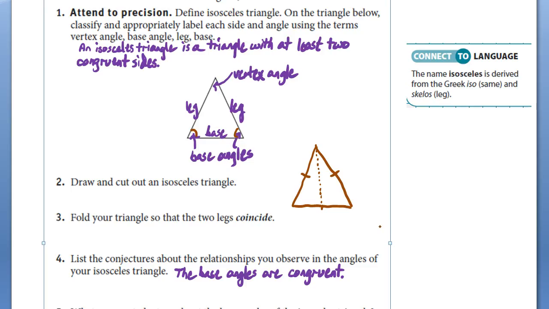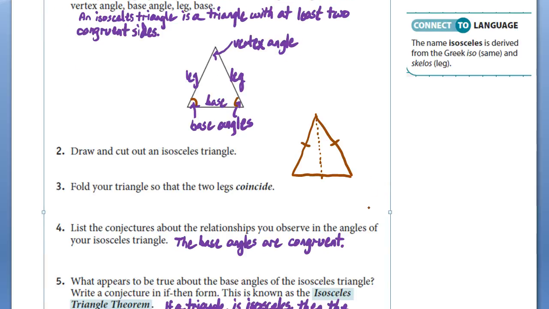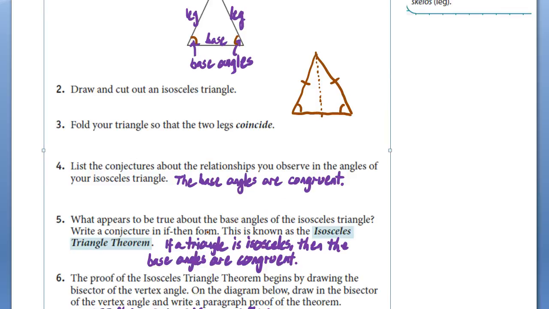Number four, list the conjectures about relationships you observe in the angles of the isosceles triangle. I think when I fold this over that this angle would coincide perfectly with this one, that those base angles are congruent. Number five says, write that conjecture in if-then form.